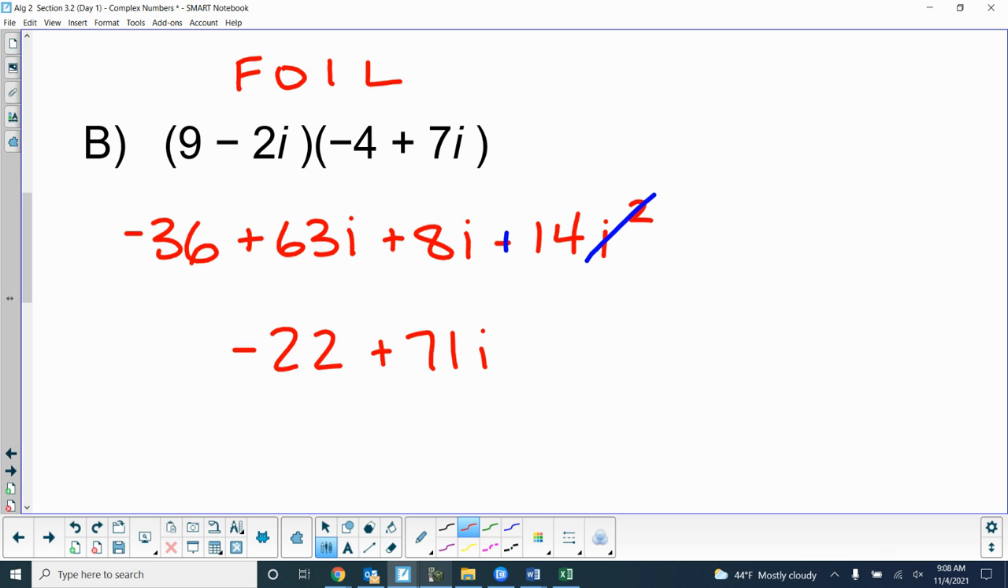Is that difficult? No, pretty easy, isn't it? You guys know how to distribute. You know how to foil. Just treat the i's like any other variable. Just remember, when an i squared pops up, that was like -14 times -1. That's why we made it +14. And then combine like terms.